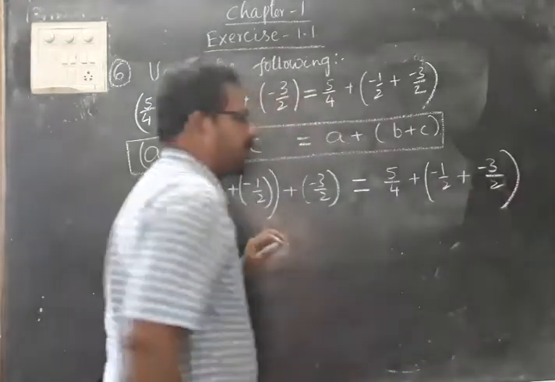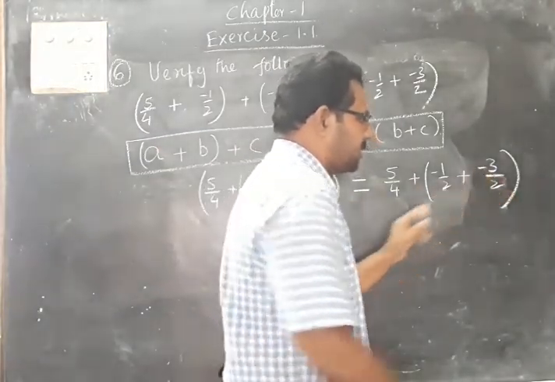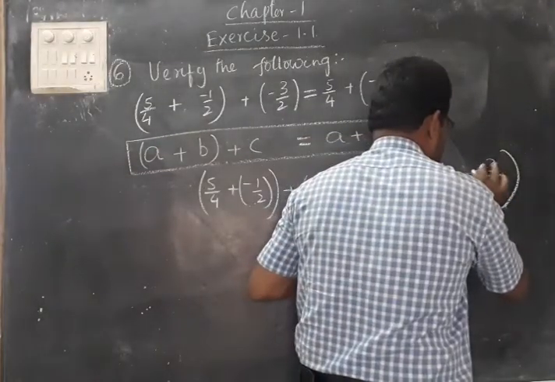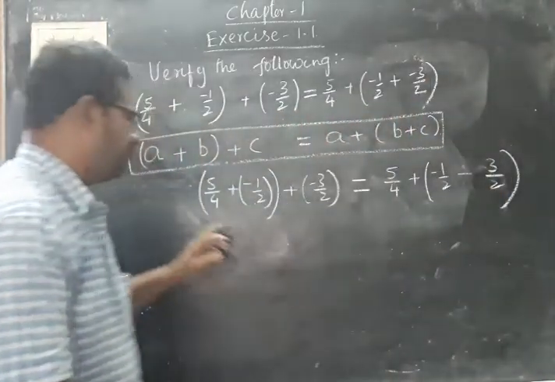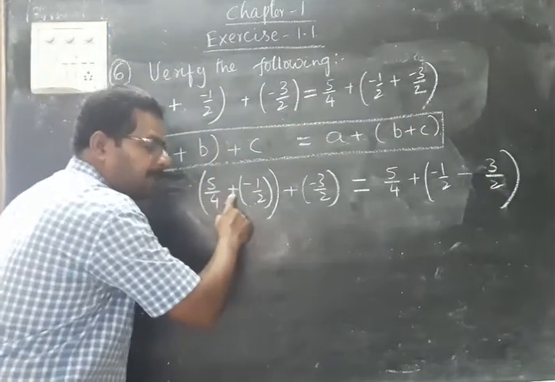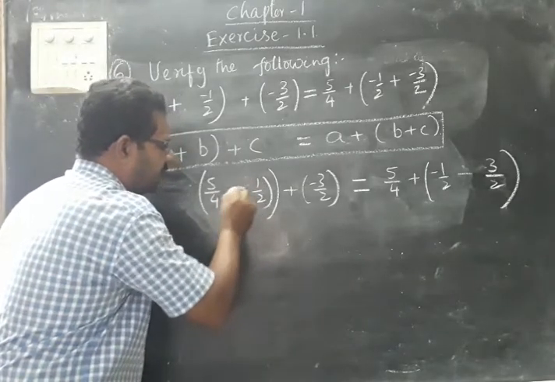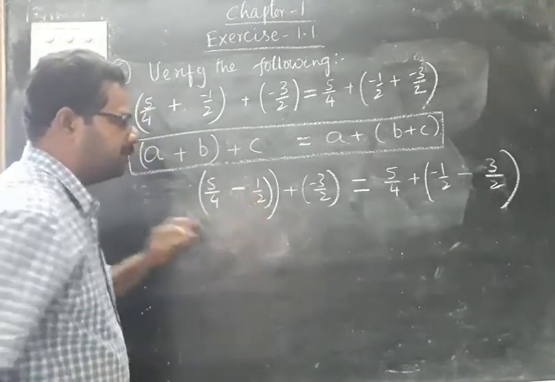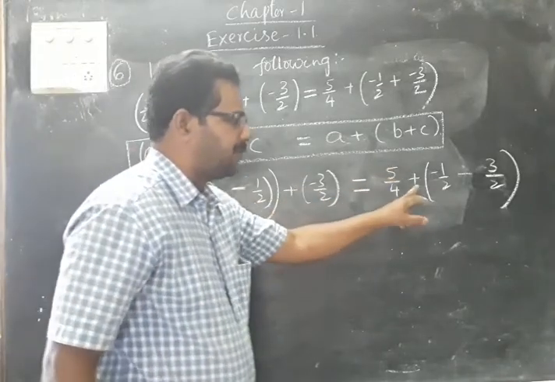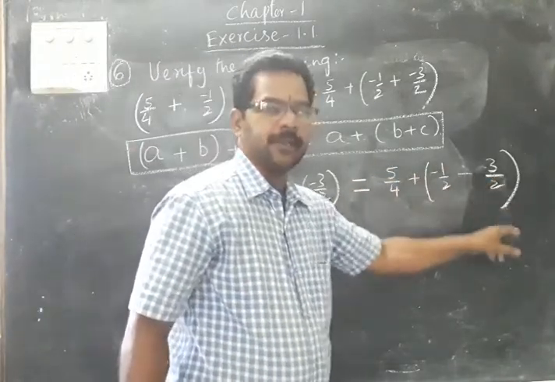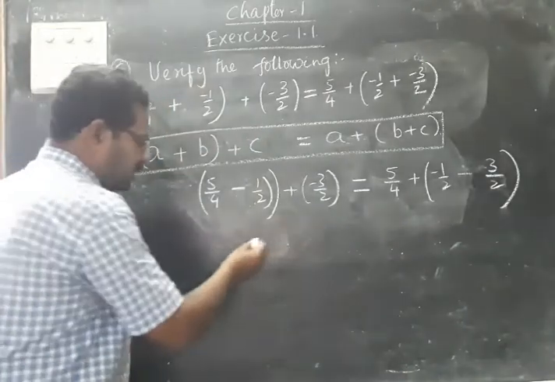So (-1/2) + (-3/2), plus into minus is equal to minus, you can write it as minus here only. Here also, 5/4 plus into minus is equal to minus. So directly we can write 5/4 - 1/2 + (-3/2) is equal to 5/4 + (-1/2) - 3/2. Okay, so come to left hand side bracket.